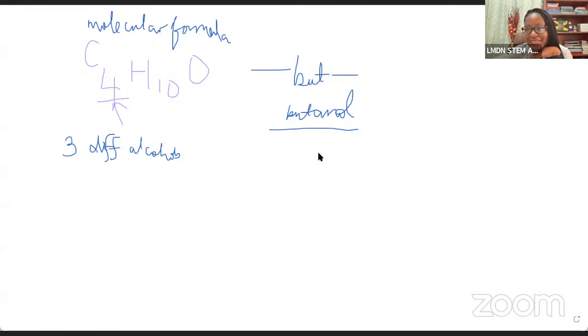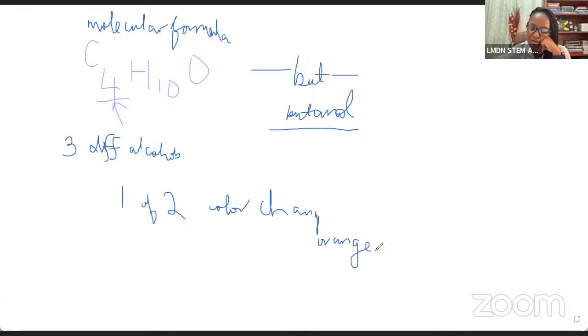Only 2 out of the 3 resulted in a color change from orange to green when you add acidified potassium dichromate, right? So I'm gonna write that down. 2 of 3 color change, orange to green, right? Orange to green.